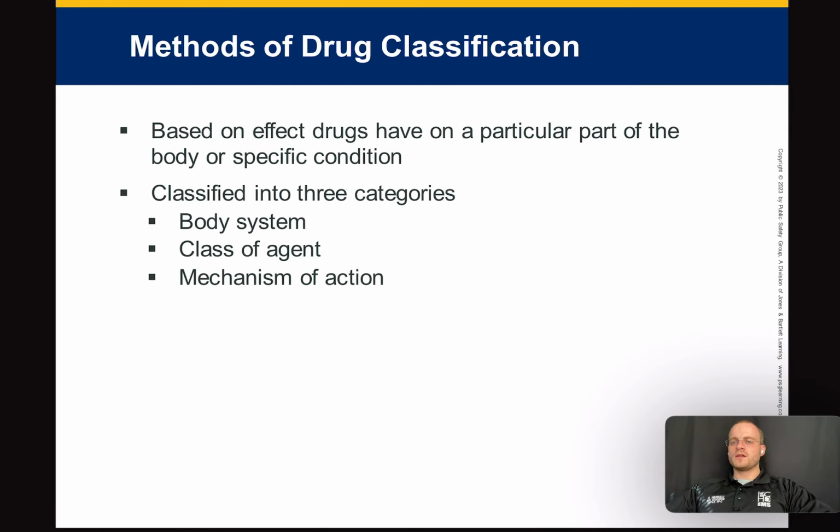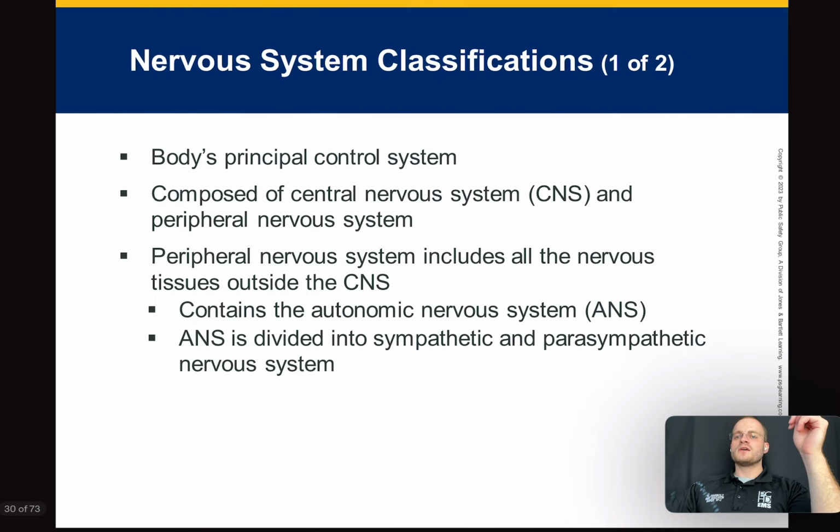There are drugs that have different classifications, obviously. There's a bunch of different brands of antihistamine. There's a bunch of different non-steroidal anti-inflammatory drugs, right? So there's a bunch of different classifications of drugs, okay? And they tend to be classified into three categories: the body system, the class of the agent, and the mechanism of action. So let's talk about that.